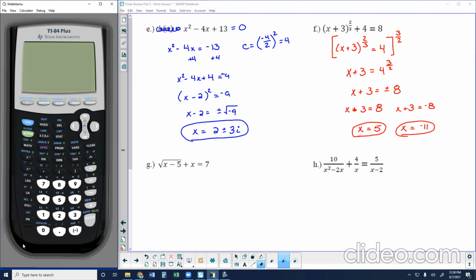Let's take a look now at G. In G, I have another type of root equation. This one's laid out a little bit different, as it has a square root given here and not an irrational exponent, but I can still solve it using some similar concepts.